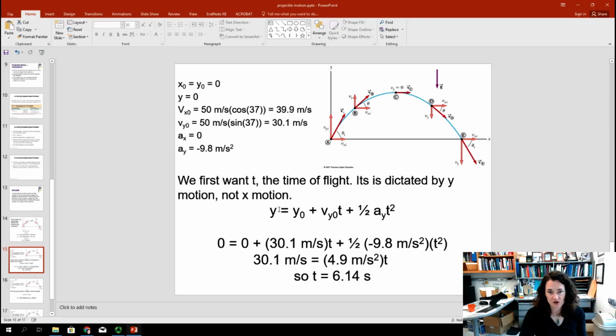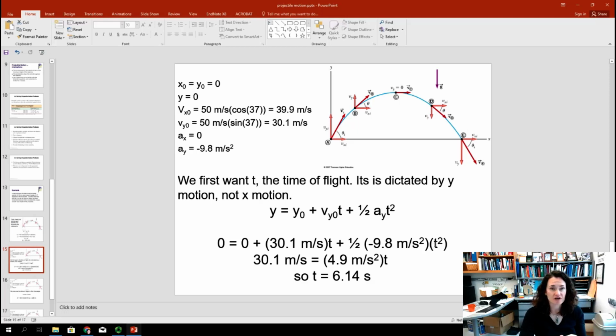Plugging the variables into that equation, y and y naught are both 0. So I have 0 is equal to 0, right? Now, vy naught is 30.1 meters per second, and then I have times t there, which is my unknown. My ay is 9.8 meters per second squared downward, so that's a negative sign. So when I plug into that equation, I get 0 is equal to 0 plus 30.1 meters per second times t plus 1/2 times minus 9.8 meters per second squared times t squared. Okay, so the zeros here out front aren't very interesting. And then I have this 1/2 times minus 9.8 times t squared.